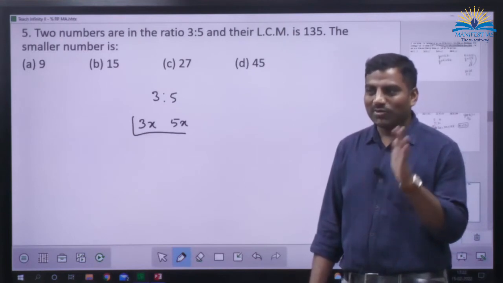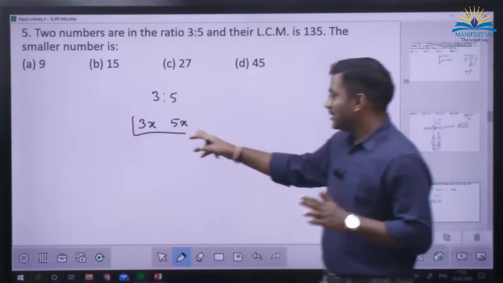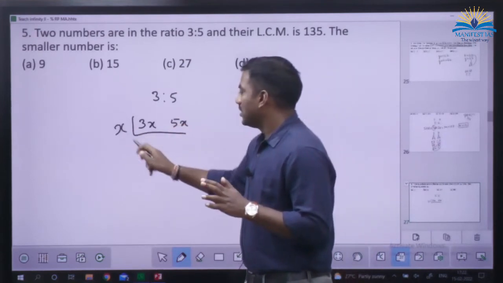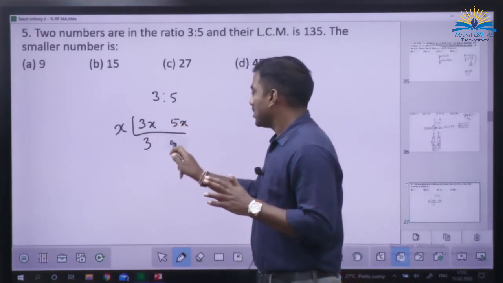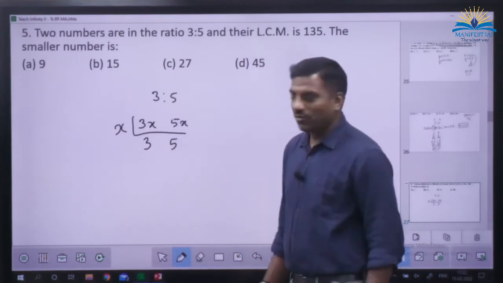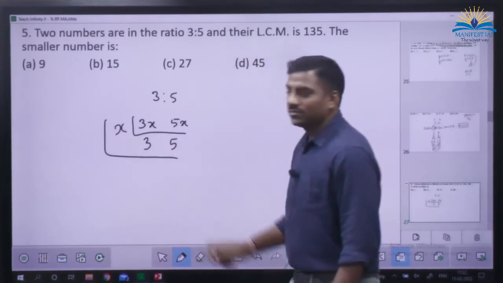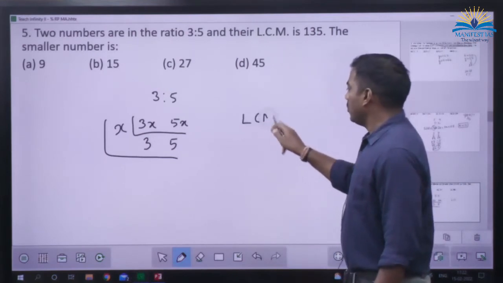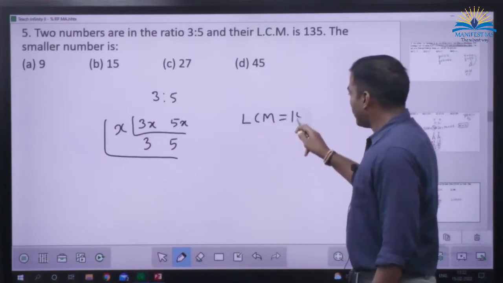Immaterial, whether it is required or not. Okay. 3x and 5x, what is the common factor? x. 3x is a multiple and 5x is a multiple. What is the LCM? x into 3 into 5. LCM is equal to, now you tell me, 15x.